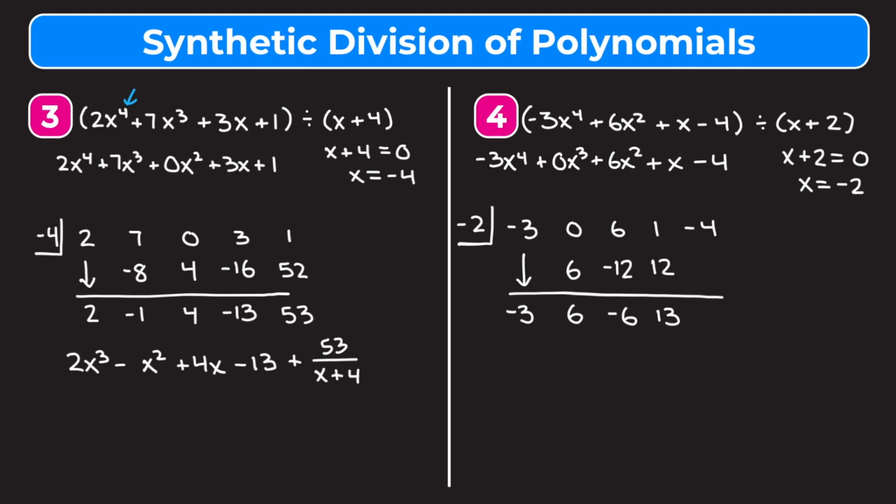We're going to multiply 13 by the negative 2 in the box to get a negative 26. We're going to add down. Negative 4 plus negative 26 is negative 30. And now we need to write our answer.